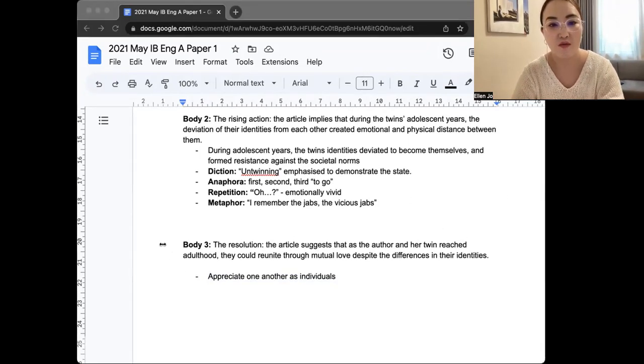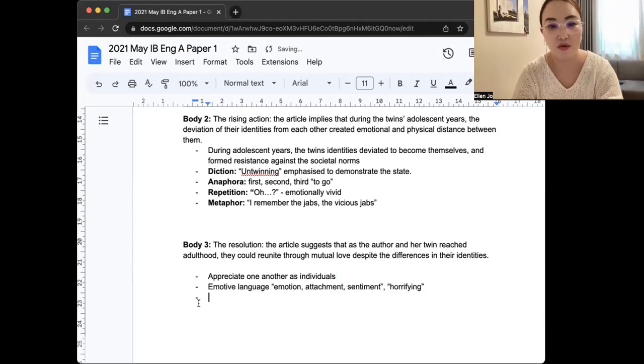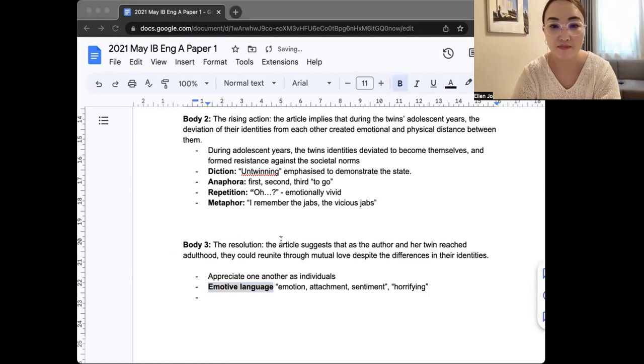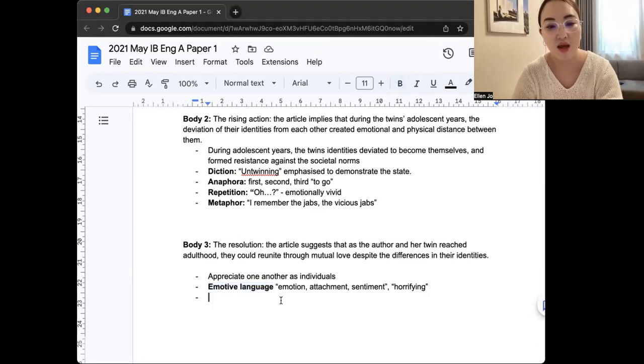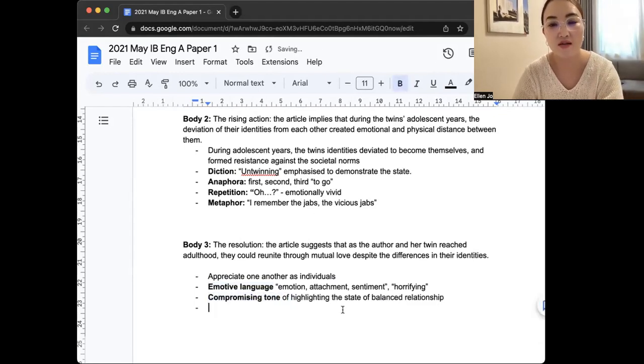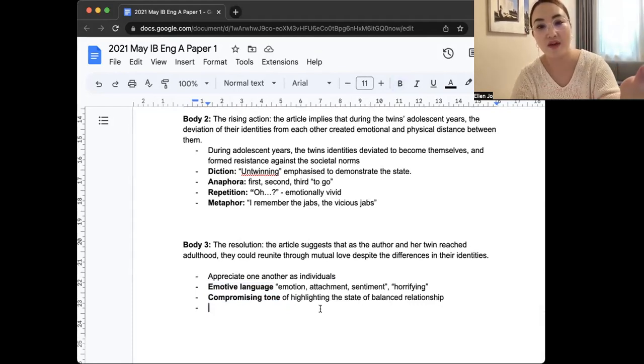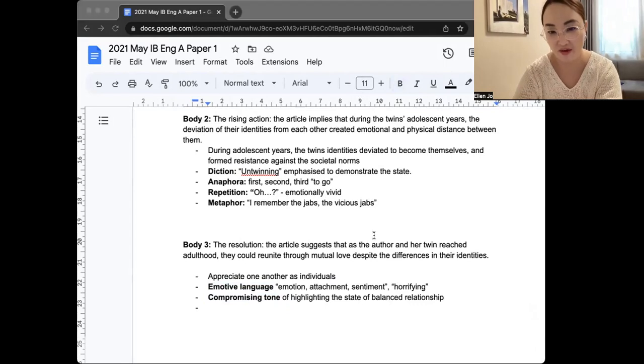So lots of emotive language has been used to support the stage, such as the words attachment, sentiment, horrifying. And we could also find some compromising tone in here, since she wanted to highlight the state of their balanced relationship. You know, her twin is living her own life, and she herself lives her own life as a proper adult. And at the same time, they keep a nice relationship with one another, rather than feeling distanced or resistant to one another, you know.